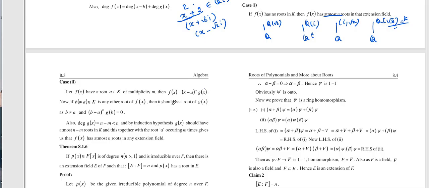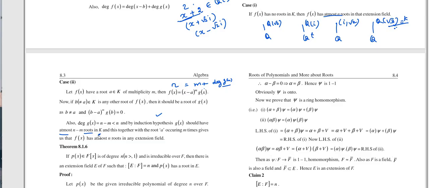So b is different from a. So when you consider b minus a power m, because g of b is 0, the product becomes 0. Now what is the degree of g of x? It is n minus m. F of x is of degree n, and this is of degree m plus the right hand side degree of g of x. So the degree of g of x should be n minus m, which is less than n. Therefore, by the induction hypothesis, g of x should have at most n minus m roots in any extension.